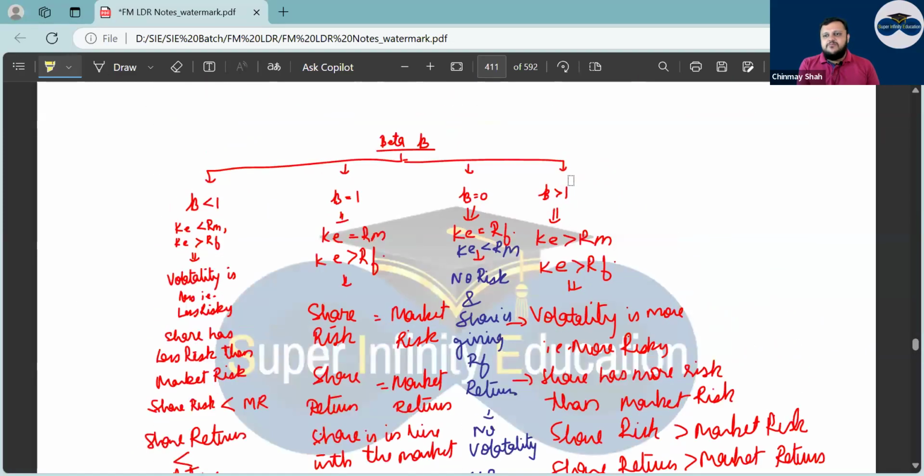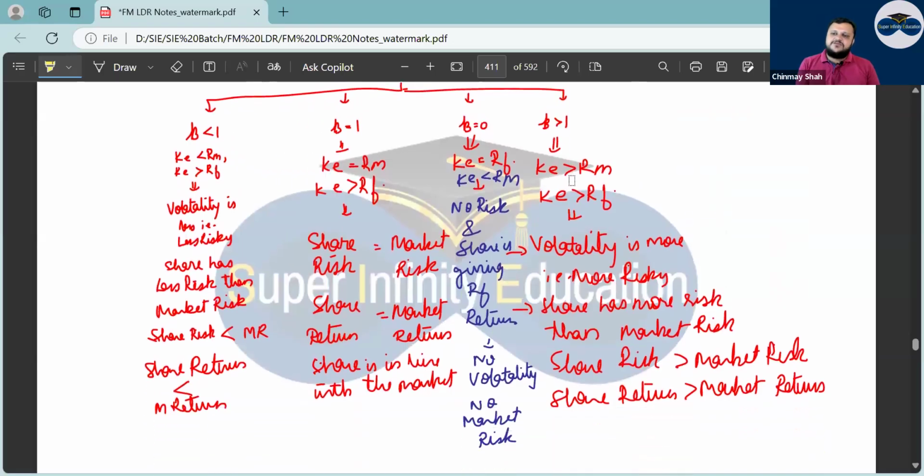Then all about beta. Beta less than 1 means what? Tell me, beta less than 1 means high volatility or very low volatility? Less risky or more risky? Less risky, volatility is low, correct? Share has less risk than market risk. Share return is less than market return.